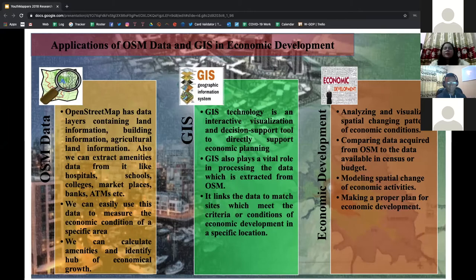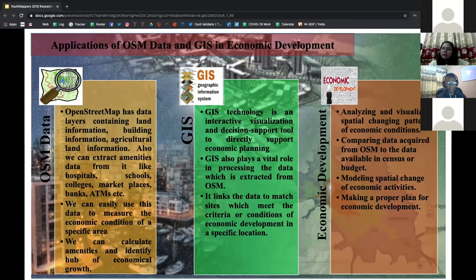So how can we process this data? We will need a tool, right? GIS technology will be that tool for decision support and will play a vital role in processing the data extracted from OSM. It will create a link between the data and the processing so that we can understand the economic condition of a particular area, and then we can analyze the data for further planning.